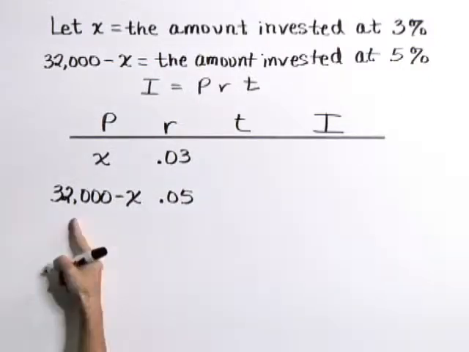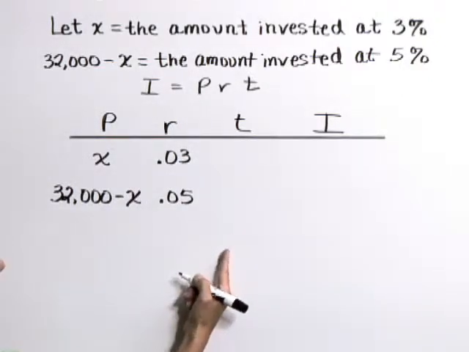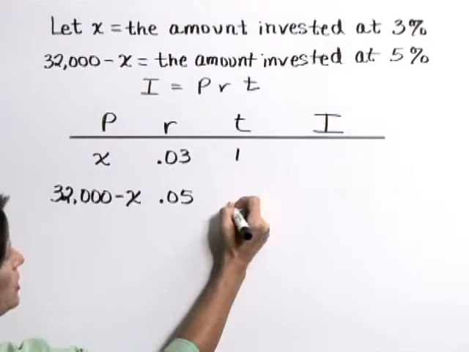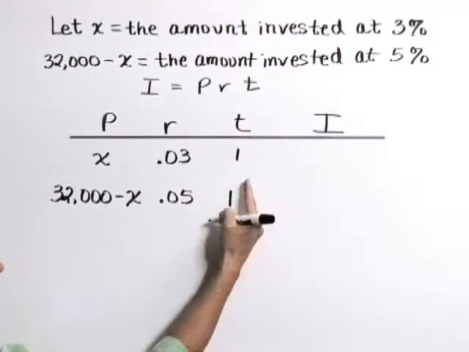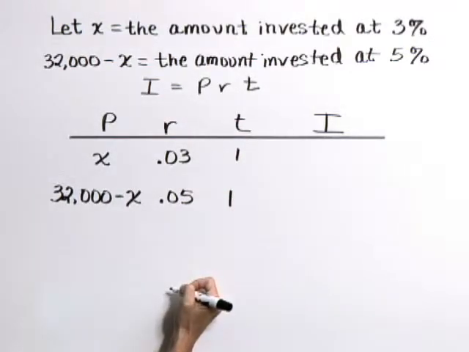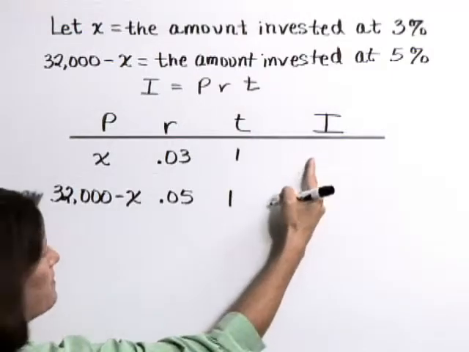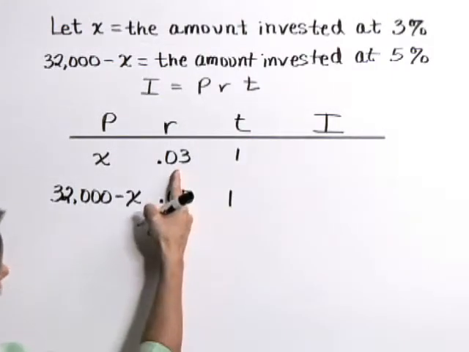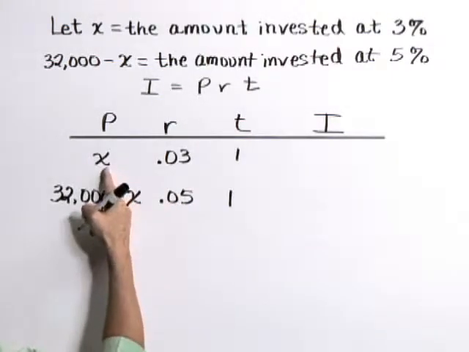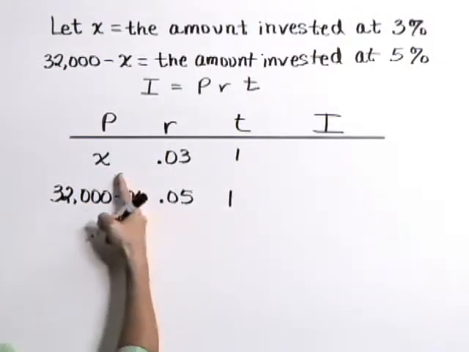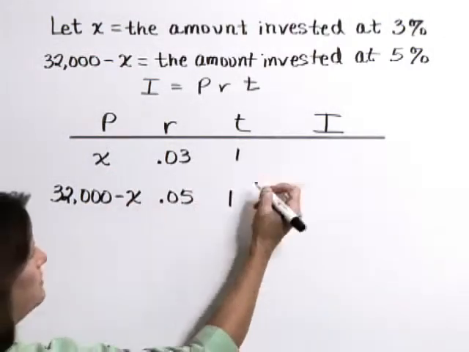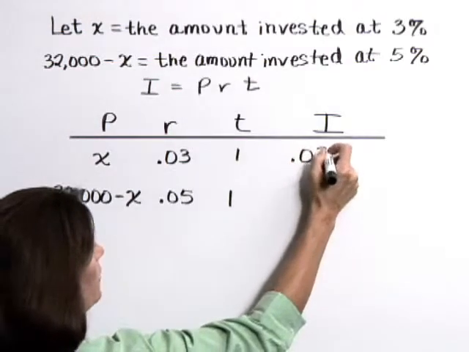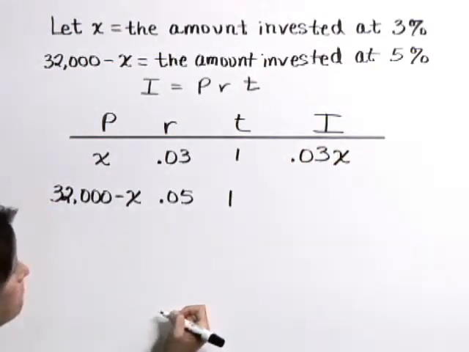We're told that the amount of time that has elapsed is 1 year, so I'm going to choose to put this column for time in and enter that time amount as 1. Now, to determine the amount of interest earned at 3% on an amount of x, we're going to multiply these quantities. So x times 0.03 times 1 is 0.03x.